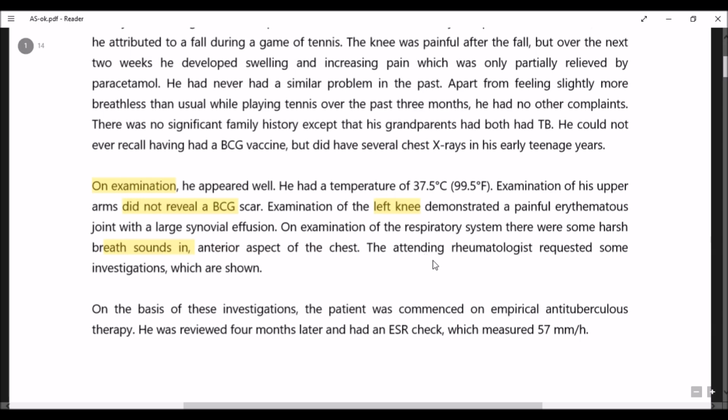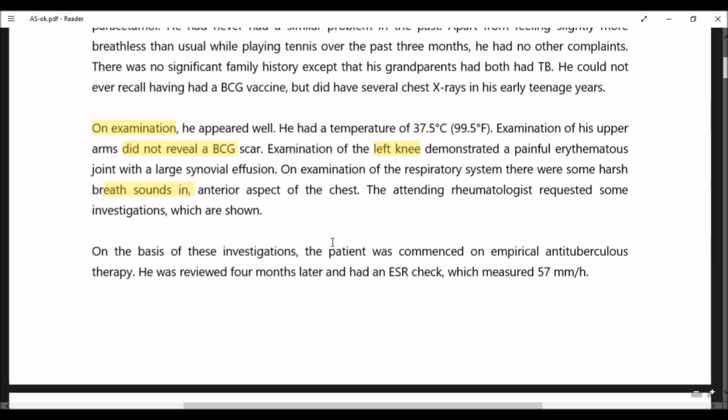And the attending rheumatologist requested some investigations that we already have seen. On the basis of these investigations, the patient was commenced on empirical anti-tubercular therapy.